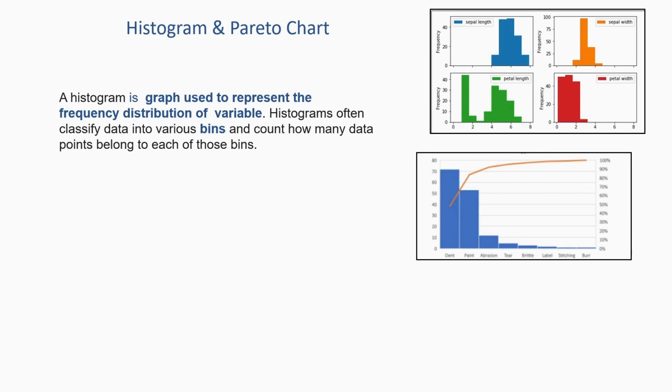Remember, a histogram represents the frequency distribution of a variable. In this graph, you can see the famous seaborn data: sepal length, sepal width, petal length, and petal width. In this way, you can represent a histogram.